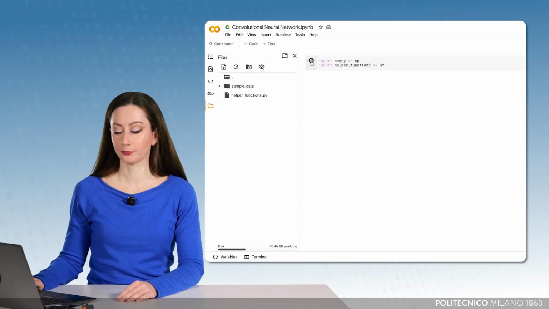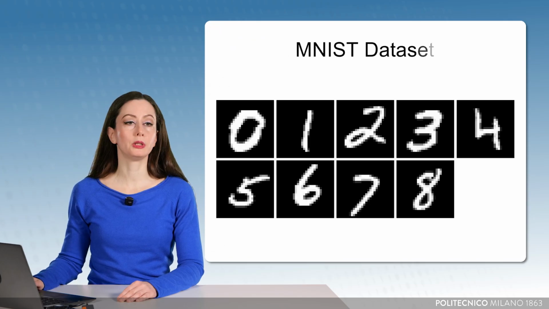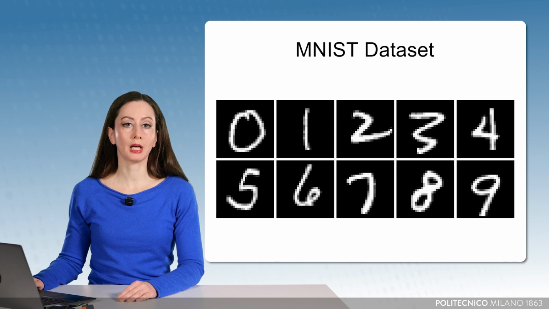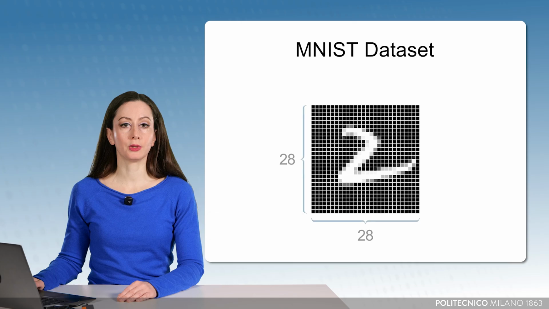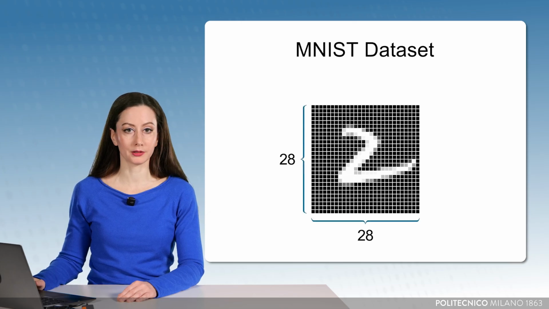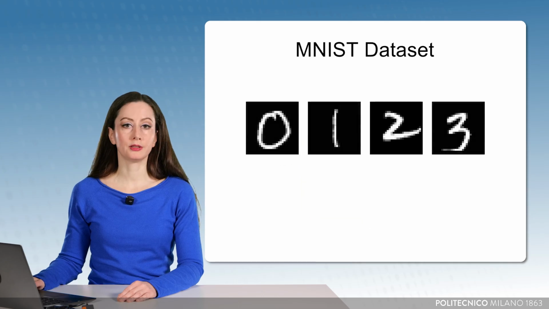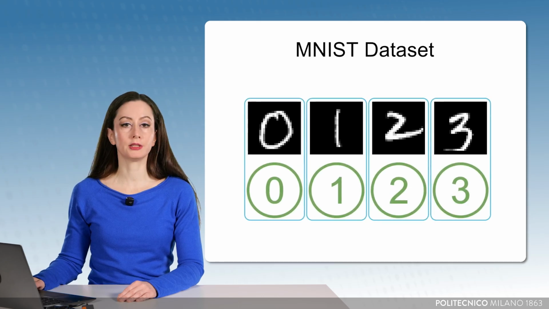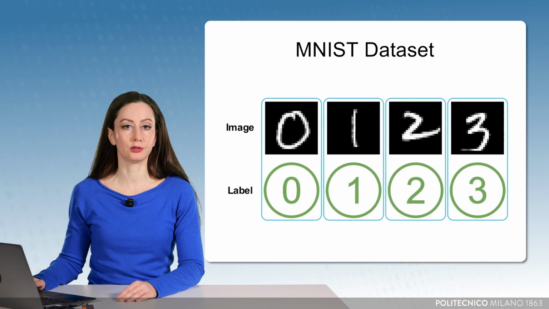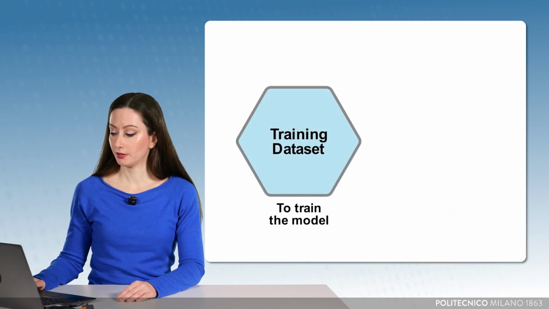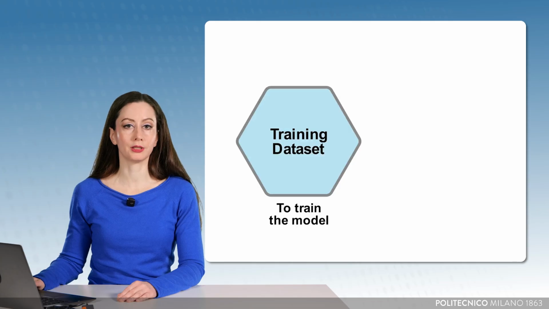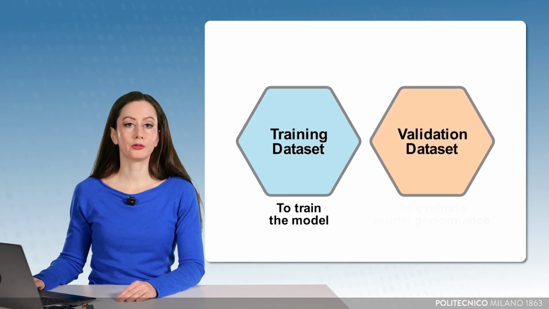in matrix form. The dataset we will use is the open source MNIST dataset, which contains 28 by 28 pixels grayscale images of handwritten digits from 0 to 9. Each example in the dataset contains an image and its label indicating which digit it represents. We will use 2 separate datasets, one for training the network called training dataset, and one for evaluating its performance called validation dataset.